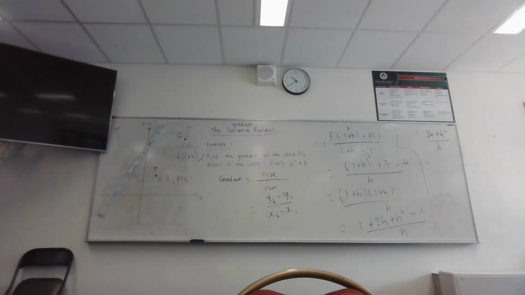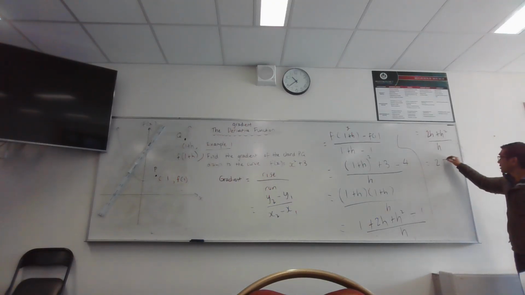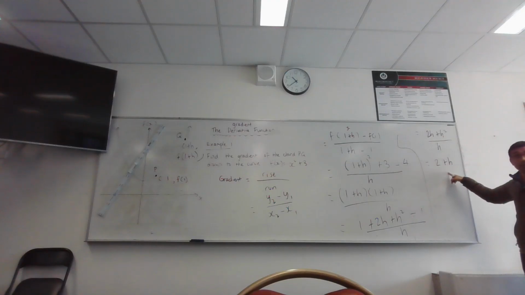There's h on the top and h on the bottom. What can we do? 2 plus h. Everyone's satisfied that this is 2 plus h? Yes. Who's not satisfied?